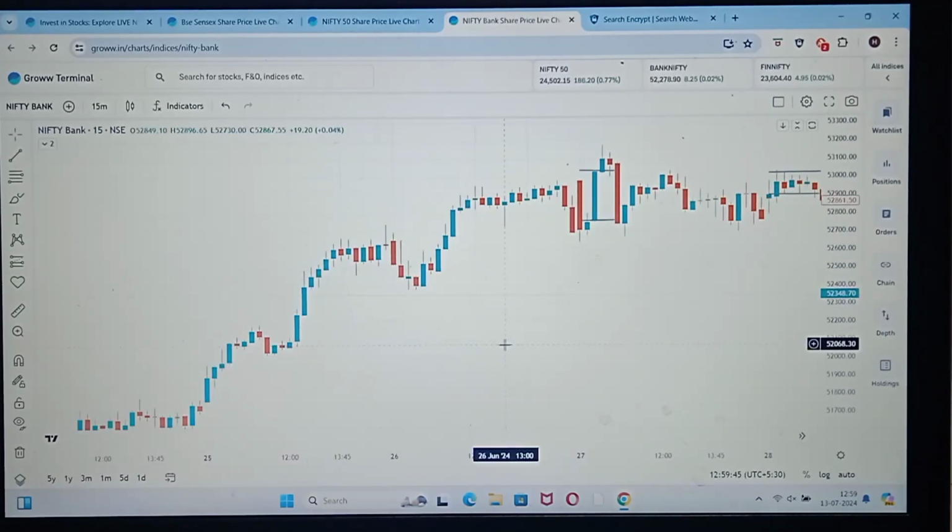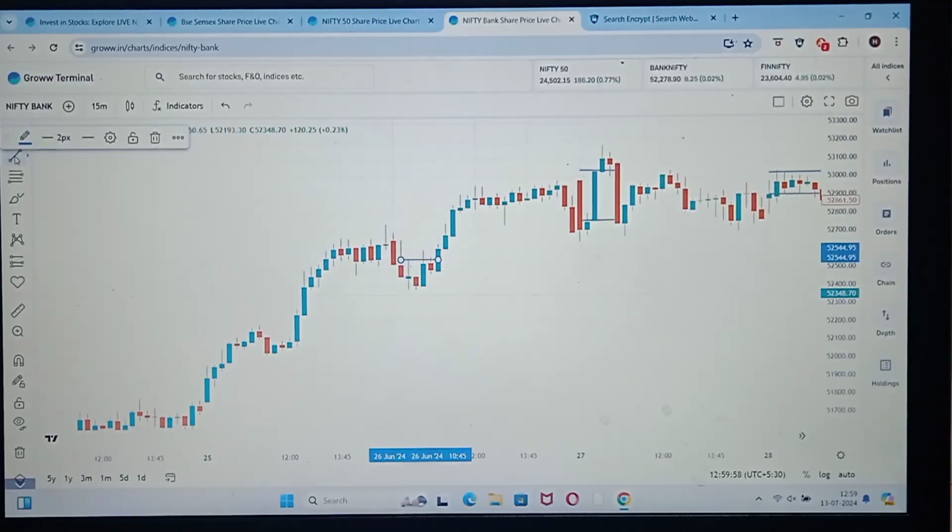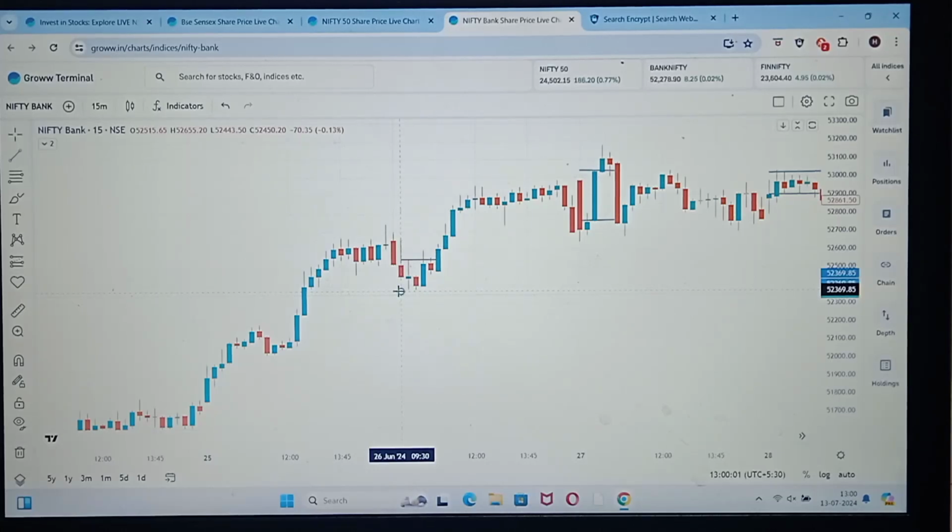Again we'll see 26th of June, at around 9:45. You can see a bullish candle with a big wick and small body. Both sellers and buyers are dominating. So this is the 9:45, 10 o'clock candle.